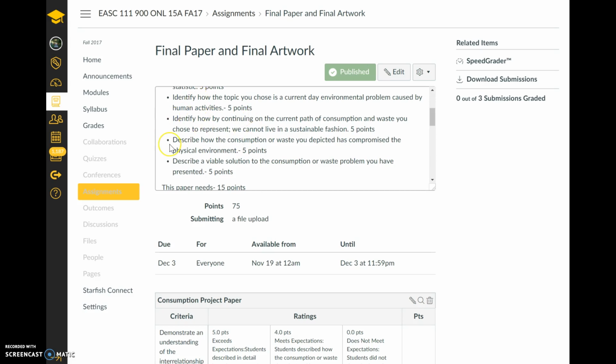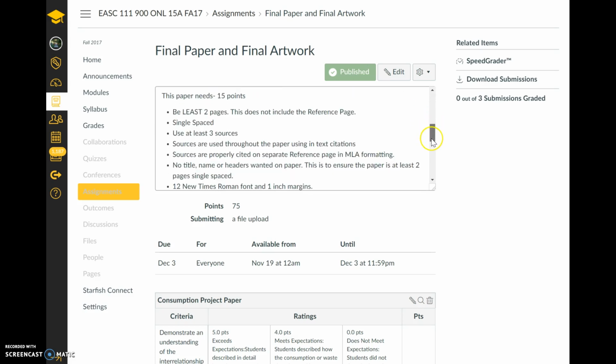So as you're writing your paper, you want to make sure that you talked about that very clearly in the paper, because each part of that paper is worth 5 points. And then 15 points, of course, is dealt with that you're using at least 3 sources, your paper is 2 pages, that you're meeting all the extra requirements. So you want to make sure you do that for your paper, and I'll be grading that using a rubric.